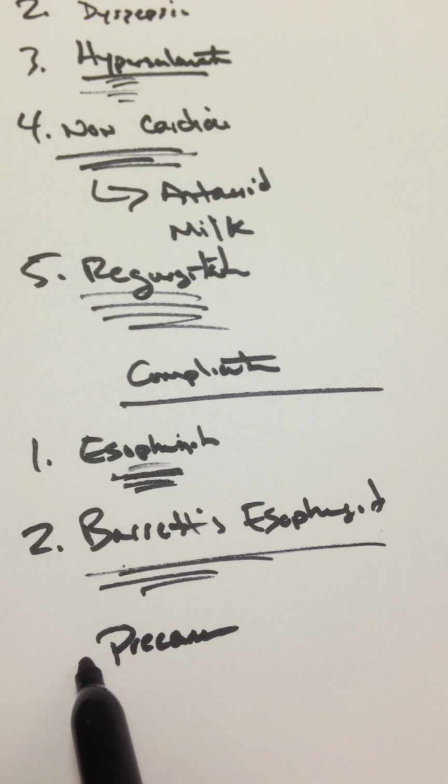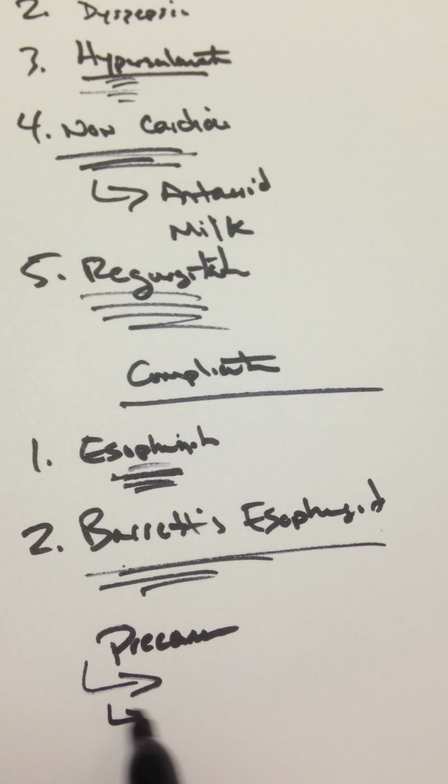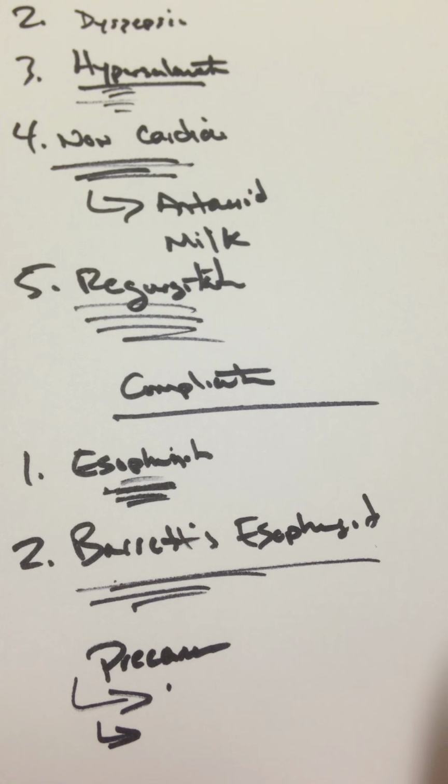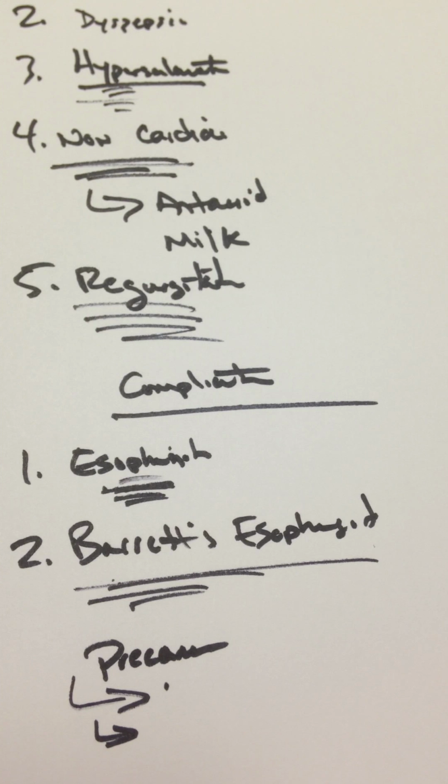So these patients will most likely undergo something called an endoscopy and also a biopsy. Okay, so this is important because, again, if this goes on for a prolonged period of time, that constant acid irritation may cause the patient to have cancer. Okay.